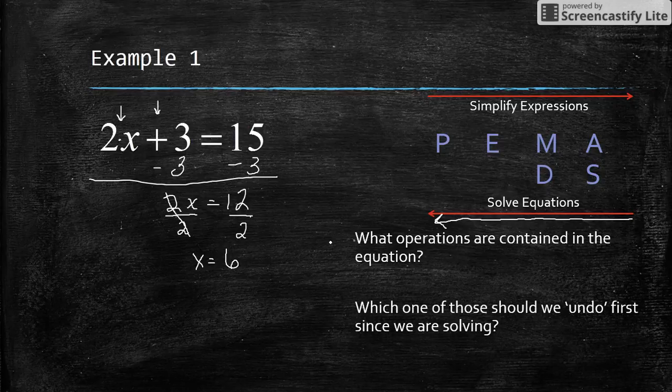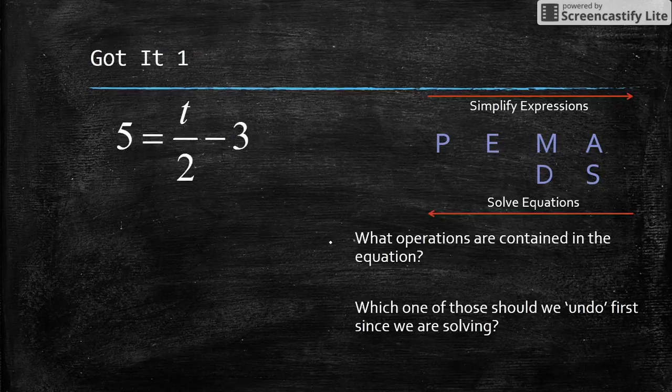I forgot my other question. Which one of those should we undo first? We talked through that as we were doing the problem, and it was the addition that we undid first. Okay, so now this brings us to one of the Got It problems. I left everything over there to the right, so you can see the reverse order of operations. You can see the question on the screen: what operations are contained in the equation, and which one of those should we undo first since we're solving an equation?